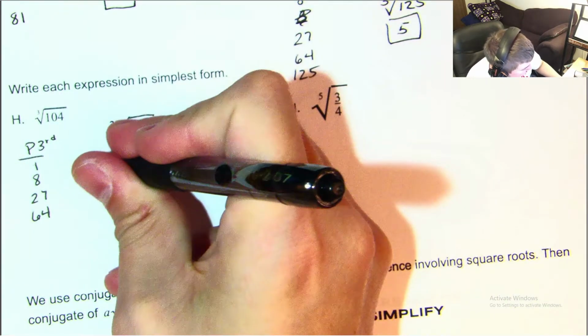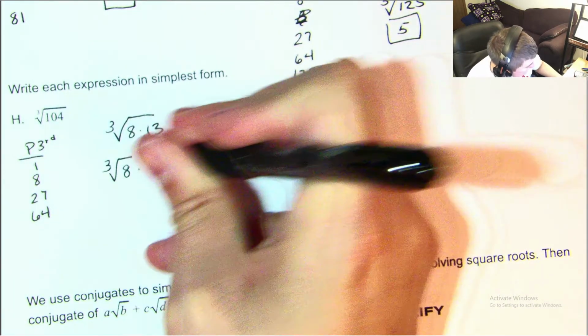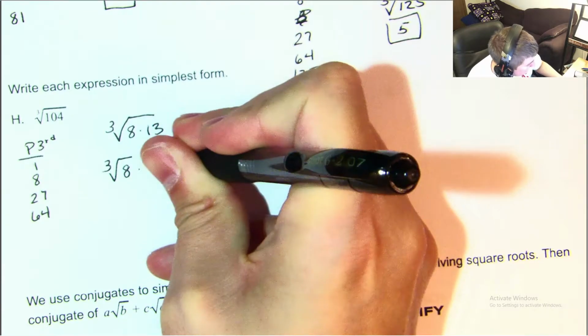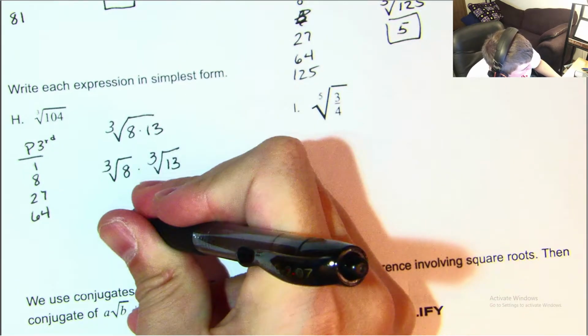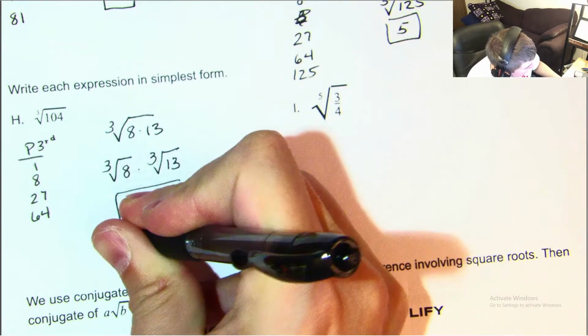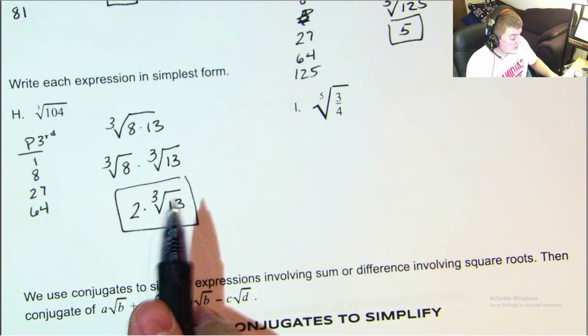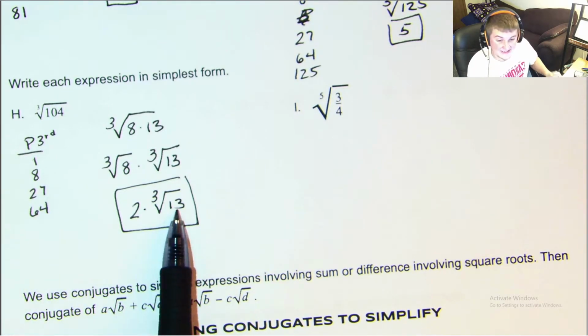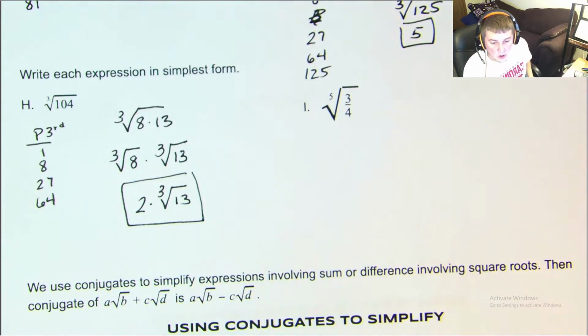And then I can split this up into the cube root of 8 times the cube root of 13. The cube root of 8 is 2, times the cube root of 13. And this is just considered simplified because there's no perfect cubes that divide into 13 evenly. So it's just done. Okay, so you're always looking for perfect cubes or perfect whatever power that divides evenly into it.